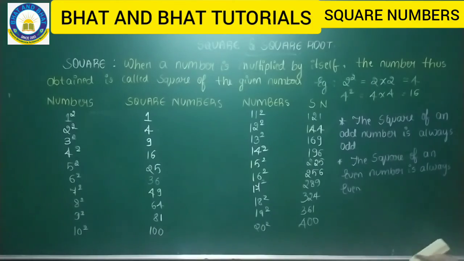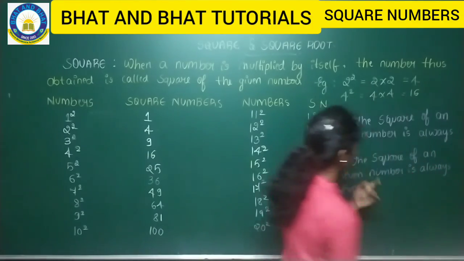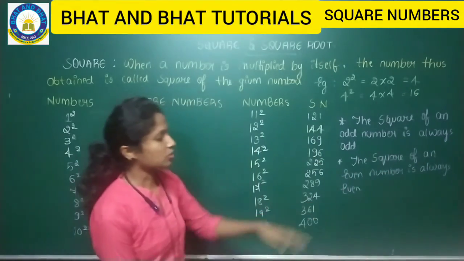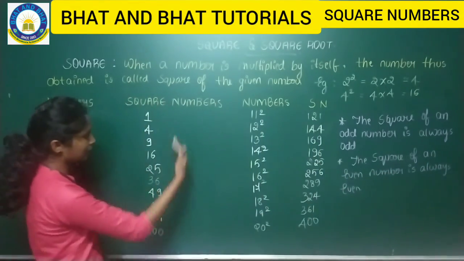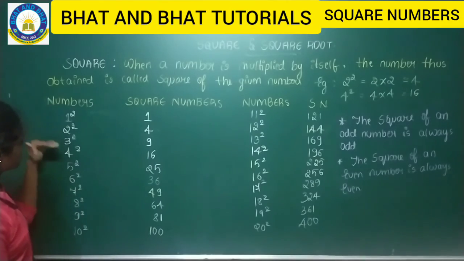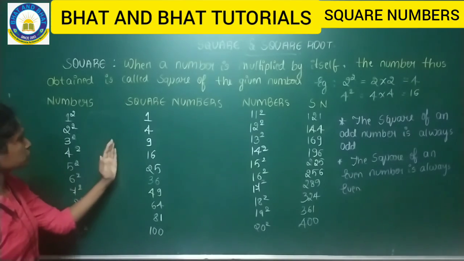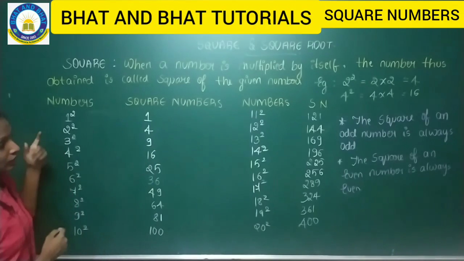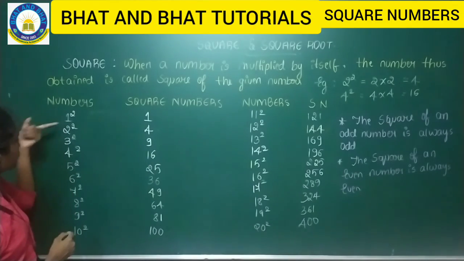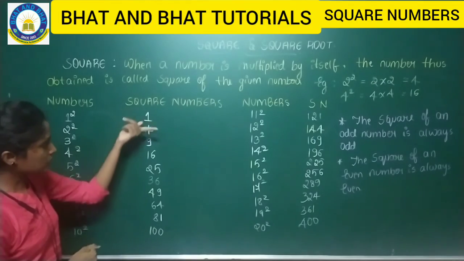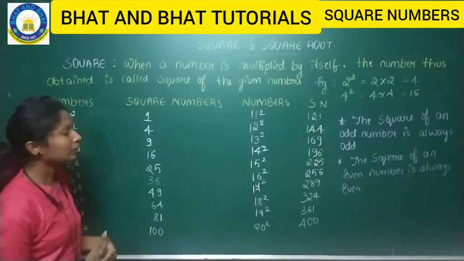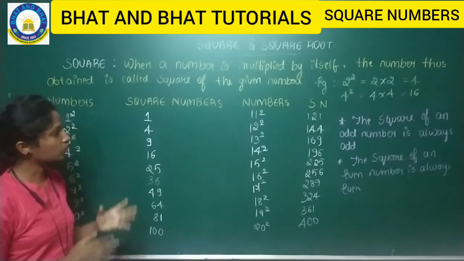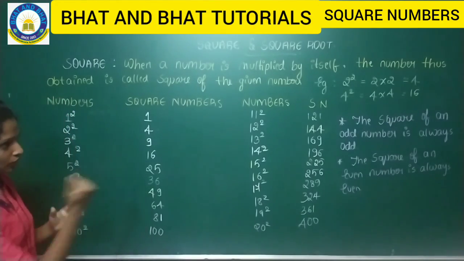Copy down this. See here, the square of an odd number is always odd and the square of an even number is always even. If you want, you can write an example of this: 2 and 4 are even numbers and the squares of these even numbers are also even. And for the odd numbers you can take 1 and 3, and the squares of the odd numbers are 1 and 9, and these odd numbers' squares are also always odd. Copy down that point.